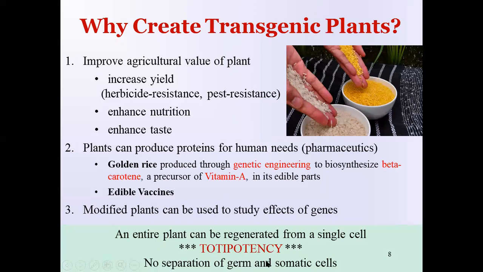There is no separation of germ and somatic cells in plants. In animals, the germ and somatic cells can be differentiated, but in plants there is no such case, because every cell can give rise to the whole plant. In humans and animals, the germ cells can give rise to the whole organism and not the somatic cells, but in plants, the somatic cells can naturally give rise to the whole organism.